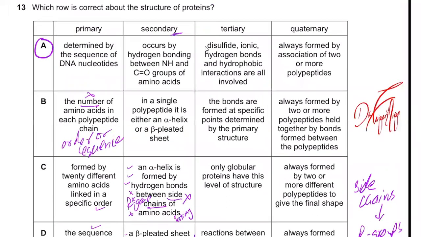Which row is correct about the structure of proteins? We'll just read through all these statements. Primary structure, we know it's the order of amino acids, the sequence, yes, determined by nucleotides. This is correct. Secondary structure occurs by hydrogen bonding between NH and CO groups of amino acids. This is perfectly right as well. Disulfide, ionic, hydrogen bonds and hydrophobic interactions are all involved, yes, in tertiary structure. Quaternary is always formed by association of 2 or more polypeptides. All 4 statements are correct.